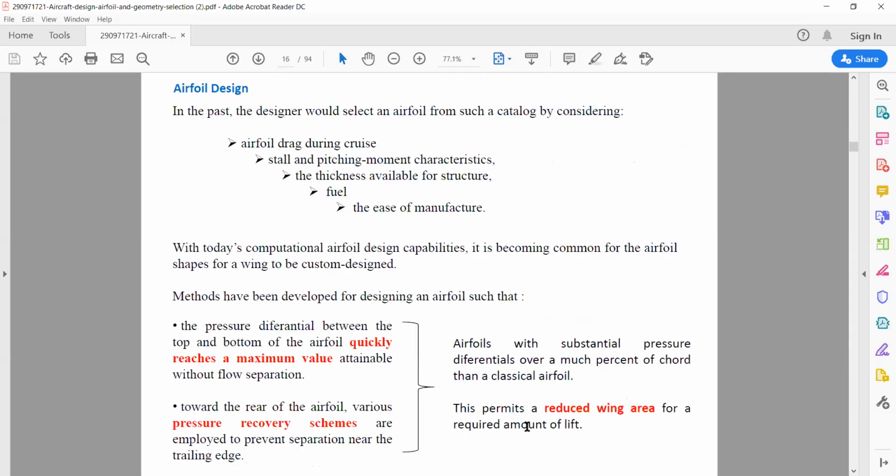Clear? And design: airfoil drag during cruise, stall and pitching moment characteristics, thickness available for structure and fuel, and ease of manufacture.